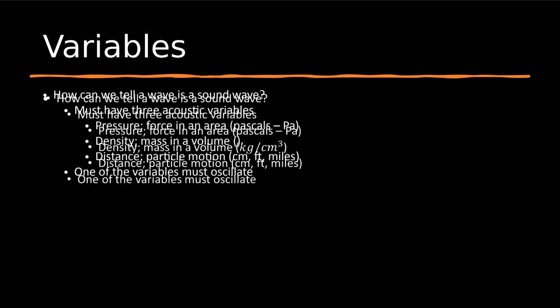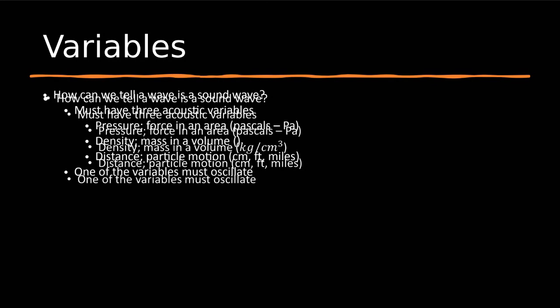So next we're going to get into our variables. Again, I don't really know why this PowerPoint is coming over such an odd way, but how can we tell that a particular wave is in fact a sound wave? We just said that all types of energy need to travel by waves. So how do we know that we're actually dealing with a sound wave? They have to have 3 acoustic variables. Now, acoustic is always going to reference sound. They have to have pressure, density, and distance. This is how a sound wave is going to be categorized as an actual sound wave and how it moves and behaves.